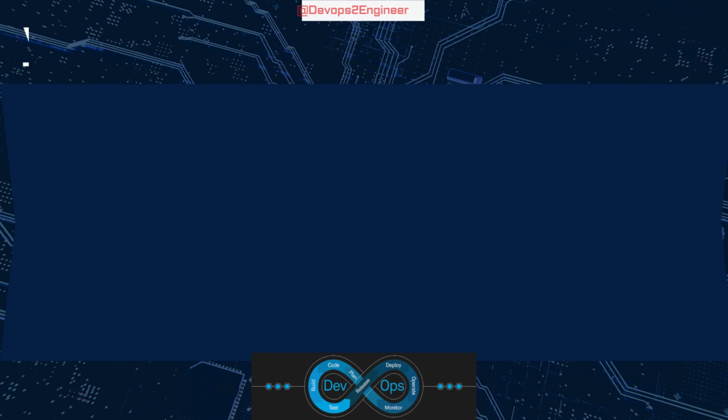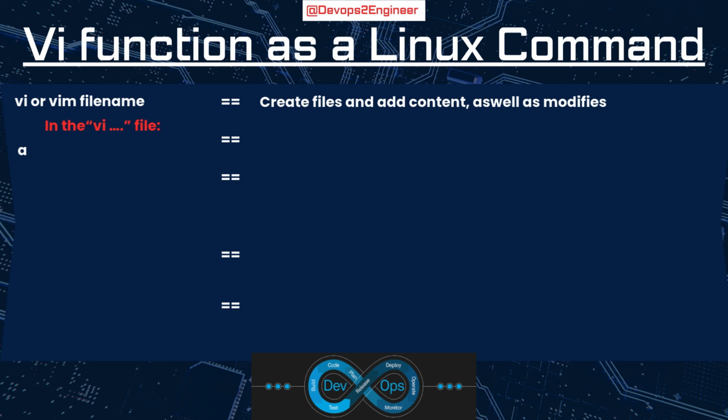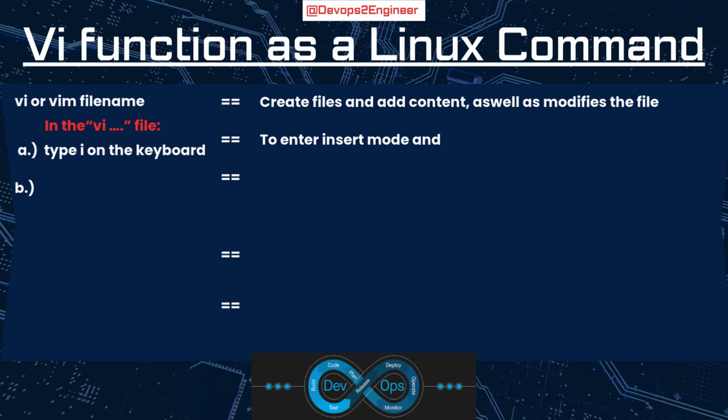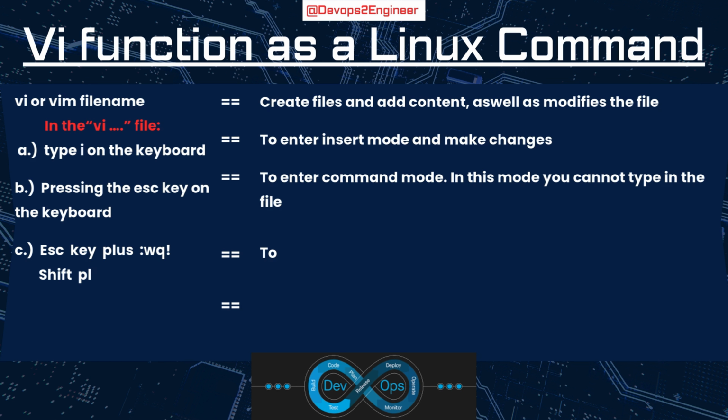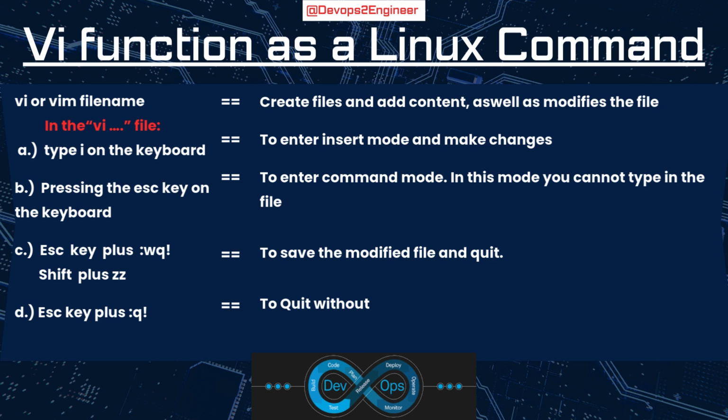VI functions as a Linux command. VI or Vim creates and adds content as well as modifies the file. In the VI file, type I on the keyboard to insert mode to make changes. Then you press escape key on the keyboard to enter command mode. In this command mode, you cannot type directly in a file.